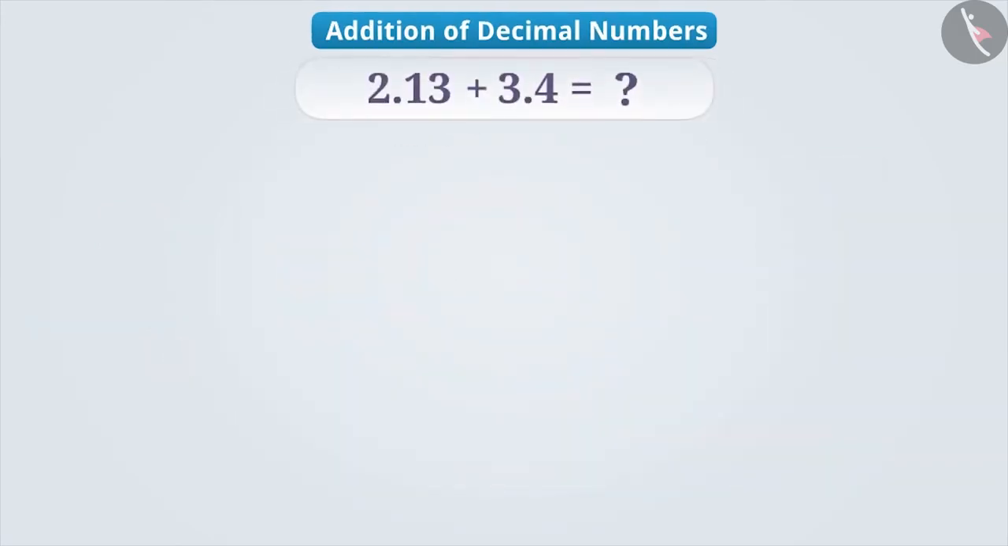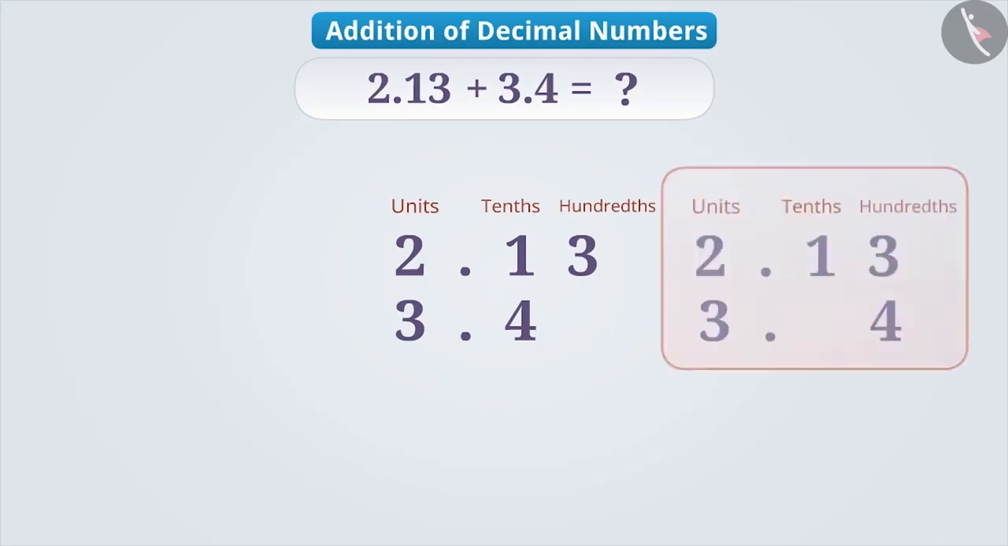In order to find the addition of decimal numbers mathematically, we write these numbers one below the other like this. But while doing so, it is important to focus on their places. We cannot write 2.13 and 3.4 like this. Can you tell the reason why? Think for a while. Okay, let me tell you.